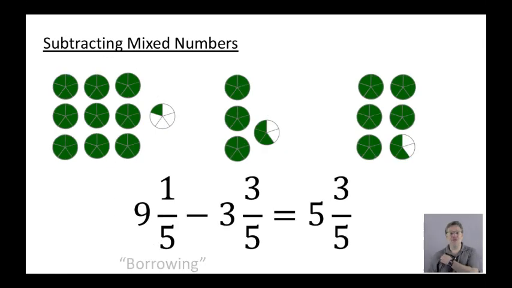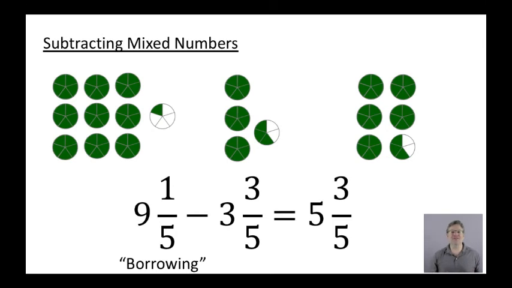And in the same way that sometimes adding mixed numbers involves a kind of carrying, we also have a kind of borrowing when we're subtracting mixed numbers. Here we've got 9 and 1/5, and we're subtracting 3 and 3/5. Well, we can subtract those whole numbers, fine, 9 and 3, but when we subtract the fractions, 1/5 minus 3/5, we run into a problem. And that is that 3/5 is larger than 1/5. We can't really do that subtraction.